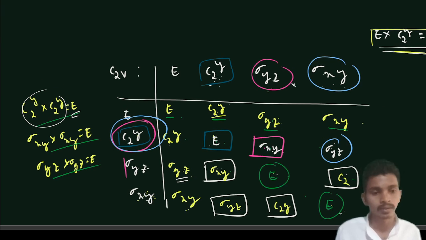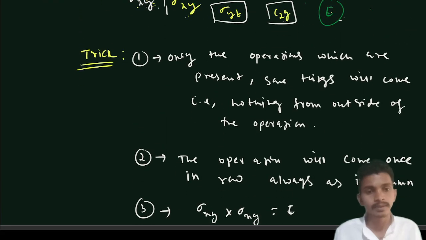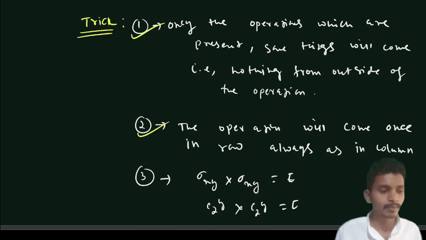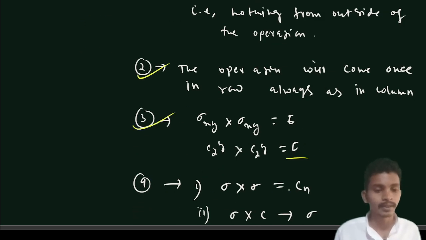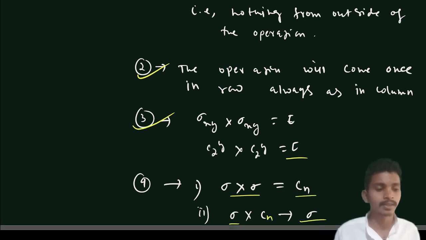So likewise, here if I multiply this and this, what will I get? Sigma has come. And if I multiply this and this, then I will get c2y. So look carefully at these four things: for the operations present, the same things will come, nothing from outside; the operations will come once in rows as well as columns, no repetition; if the same things are multiplied, we get e; if sigma and sigma are multiplied, we get the axis, and sigma and axis, we get sigma.